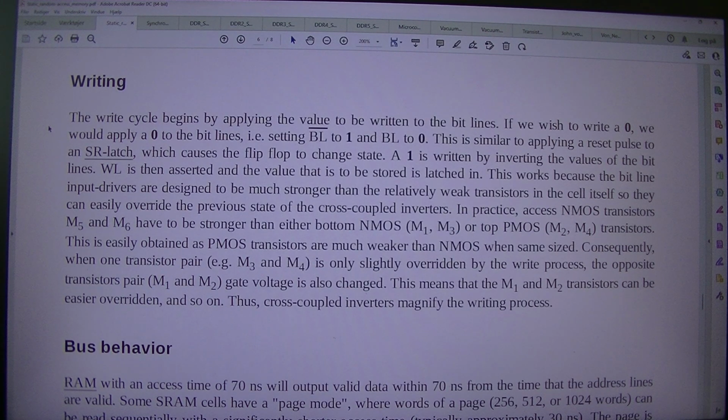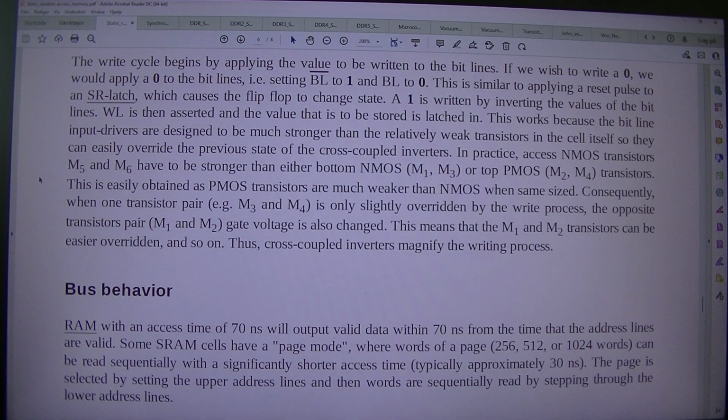A 1 is written by inverting the values of the bit lines. WL is then asserted and the value that is to be stored is latched in. This works because the bit line input drivers are designed to be much stronger than the relatively weak transistors in the cell itself, so they can't easily override the previous state of the cross-coupled inverters.